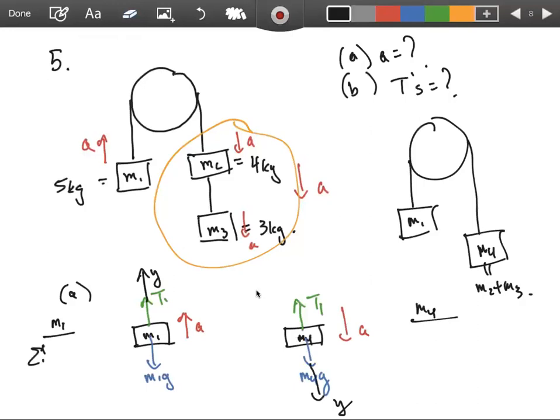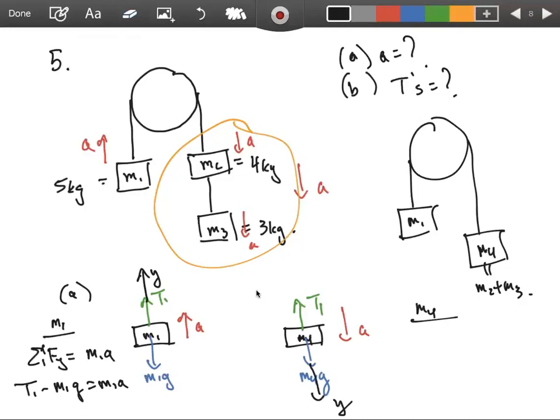So the sum of the forces in the y direction, is it accelerating? The answer is yes. So this is just going to be M1 times A. In this case, I have a tension upward, and then I have M1G downward. Since tension is upward in the same direction as positive y, that is positive. I have M1G downward, so that's negative because it's in the opposite direction, equal to M1A.